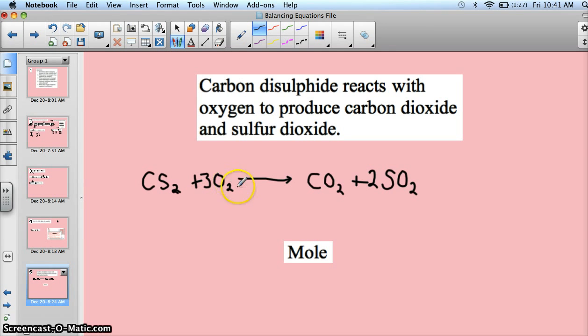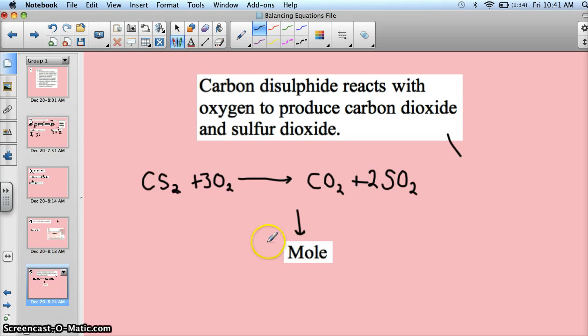Hey, I'm running out of time. I better tell you what a mole is. Don't let the word mole confuse you. It is like a unit. The mole ratio equals the coefficient in a balanced equation. Now, here's what happens. In real life, you don't just have 1 molecule of this and 3 molecules of this and 1 of this and 2 of this. You have bunches of them.